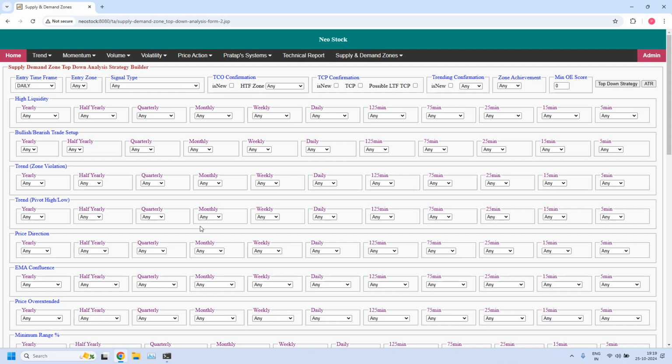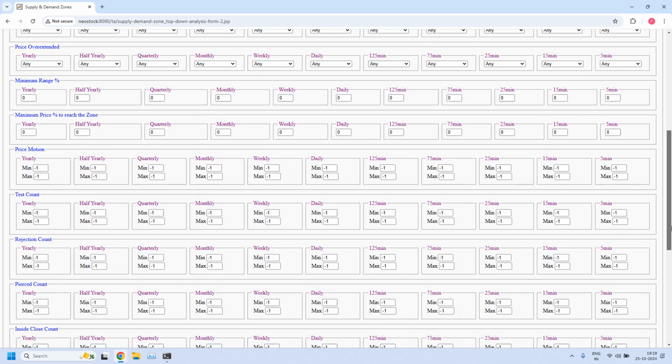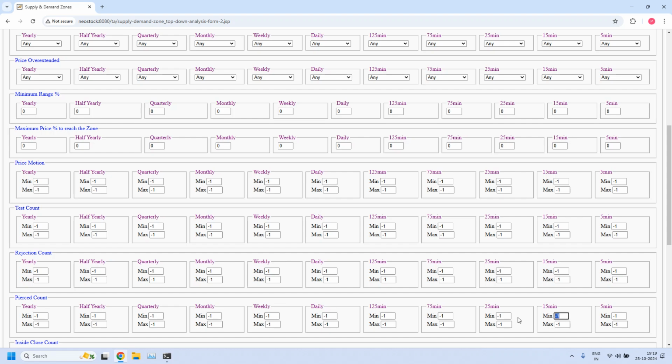Next, let us look for the bullish trade setup for daily income trade. Entry time frame 15 minutes. Entry zone is demand zone. In bullish or bearish trade setup at 15 minutes time frame, I am selecting bullish. The 15 minutes demand zone should not be pierced. So in the pierced count at 15 minutes time frame, I am setting minimum value 0, maximum value 0.